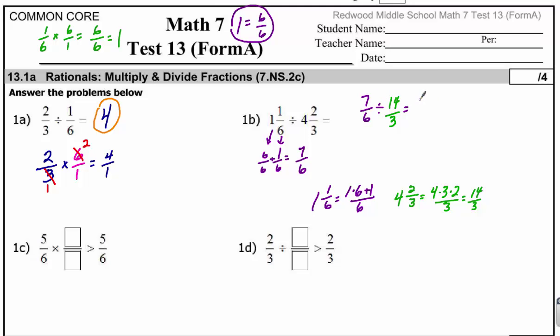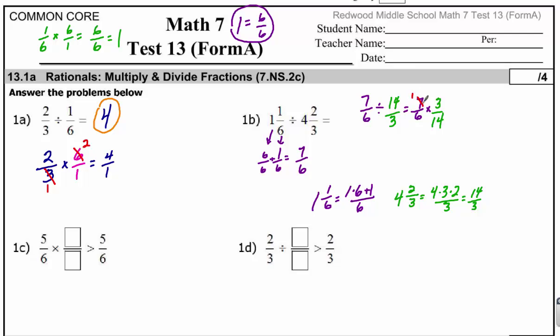So we're going to keep the 7/6. That's what we have. We can't change what we have, but we can change what we do to it. So instead of dividing by 14/3, we're going to multiply by 3/14. We're going to go through the canceling process again.